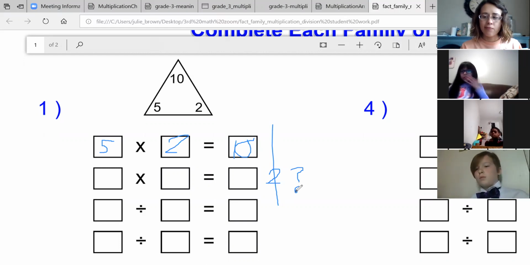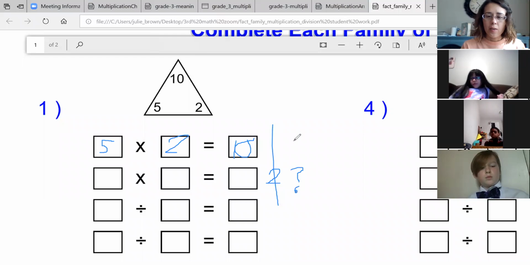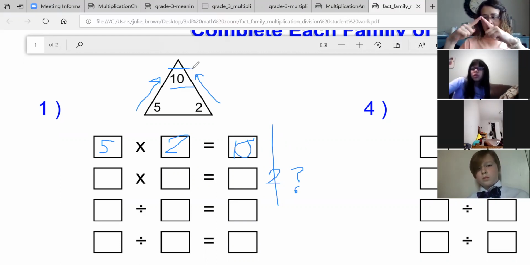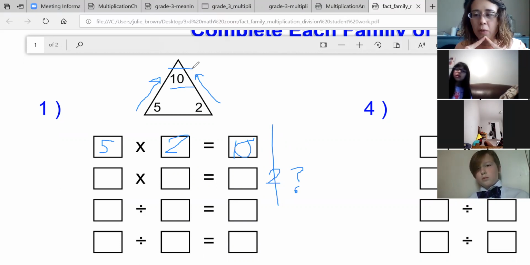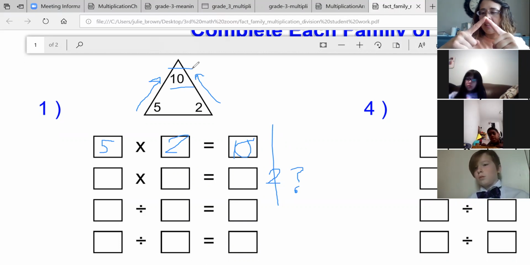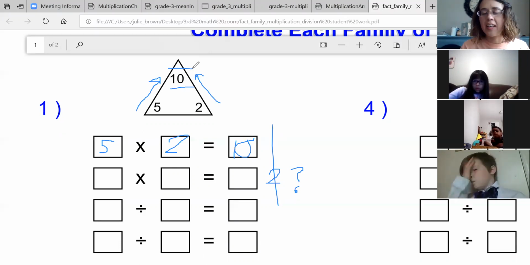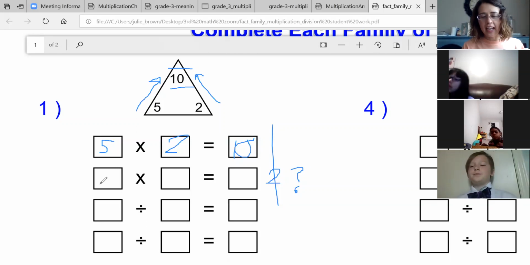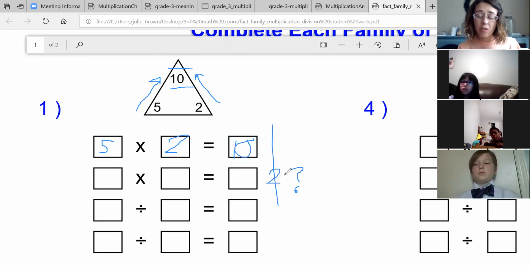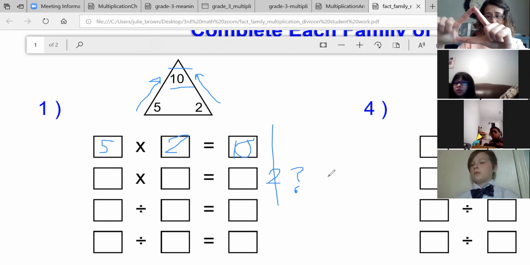Remember that when we multiply, we're putting parts together to equal the whole. And the whole is what we find at the top of the triangle. So, Jameer, what is the whole at the top of the triangle? That's 10. Yes. So would I ever say something times something equals 2 for this fact family? No.